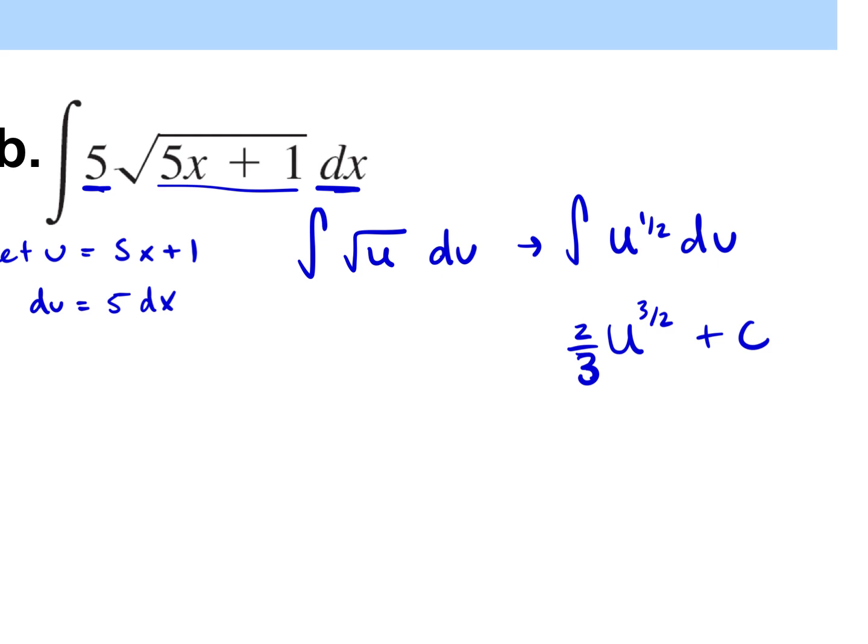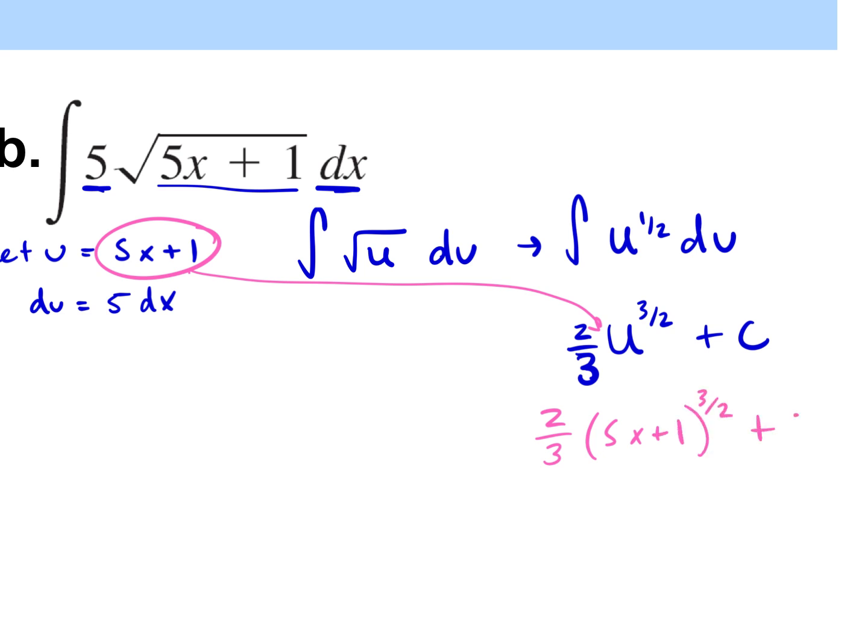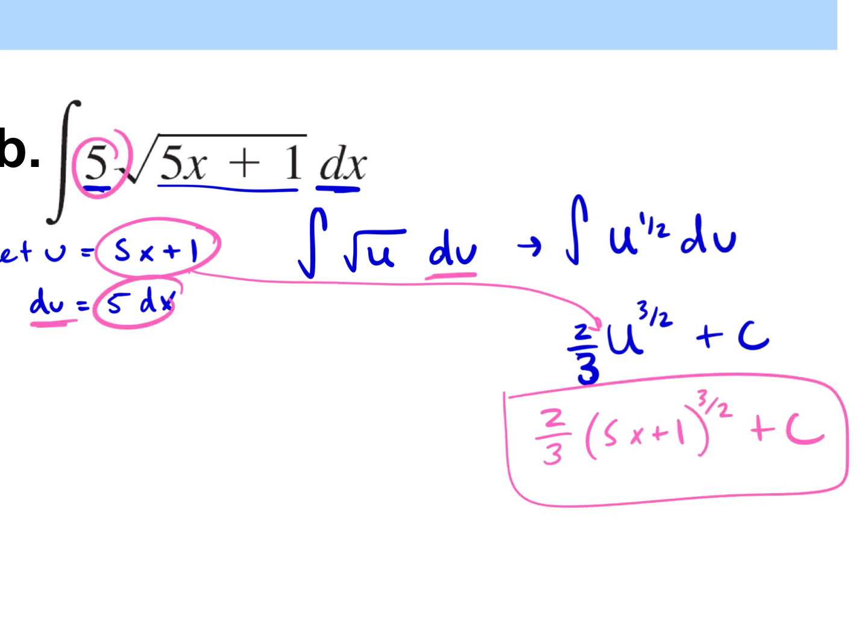I've got to do one more step. I can't leave the u in my answer. I've got to substitute the x back in. So I'm going to take what u is equal to, and plug it back into the u. So we have 2/3 times 5x plus 1 to the 3/2 power plus C. So that would be our answer.